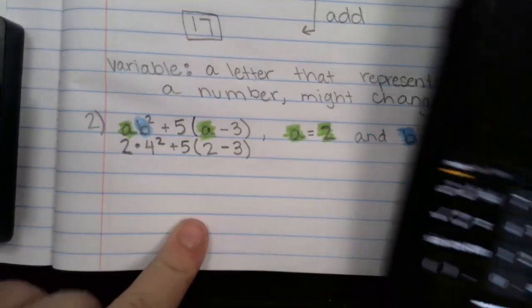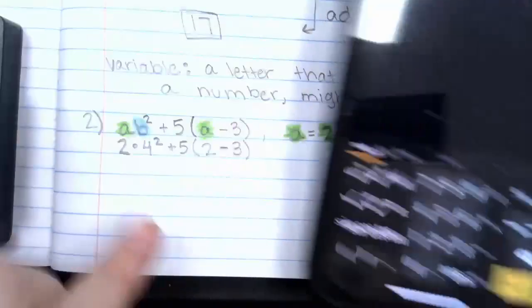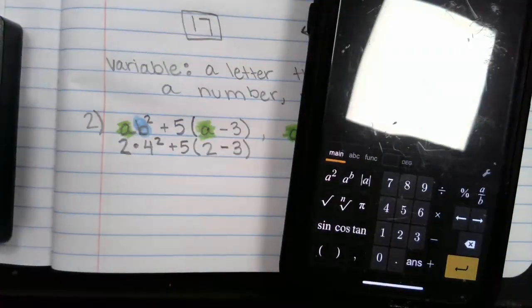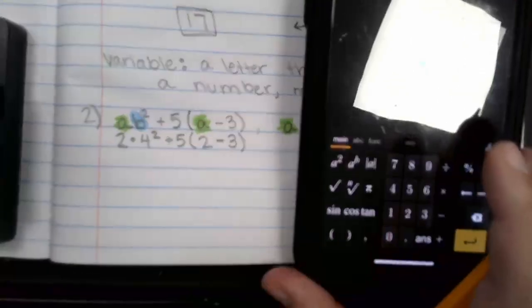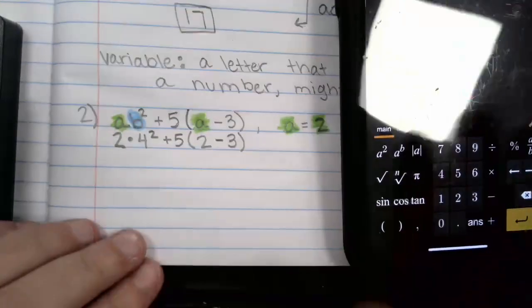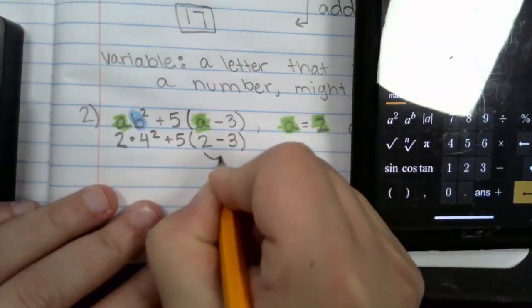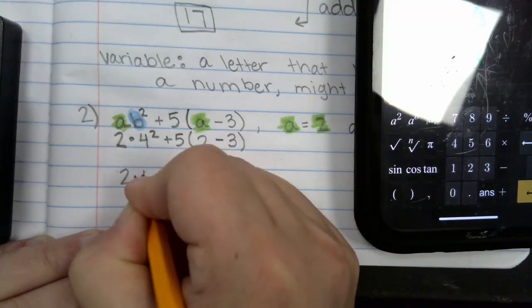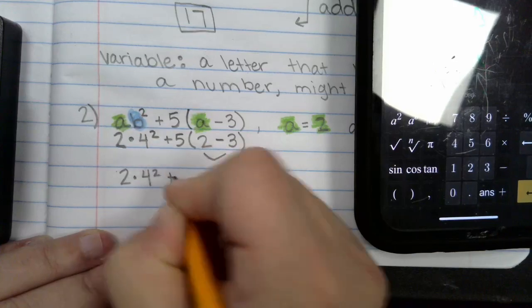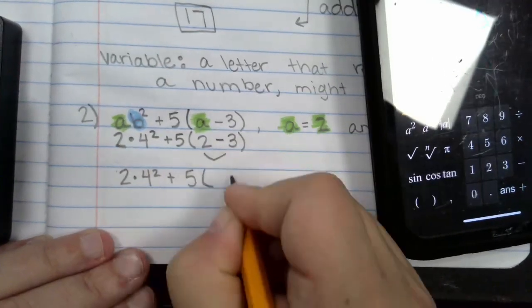Now we're going to use our order of operations. What's the first thing we're going to do here? The parentheses. G, good. First step is G, grouping symbols. Do I have any grouping symbols? Yeah, parentheses. 2 minus 3 equals 1. So I have 2 times 4 squared plus 5, parenthesis.